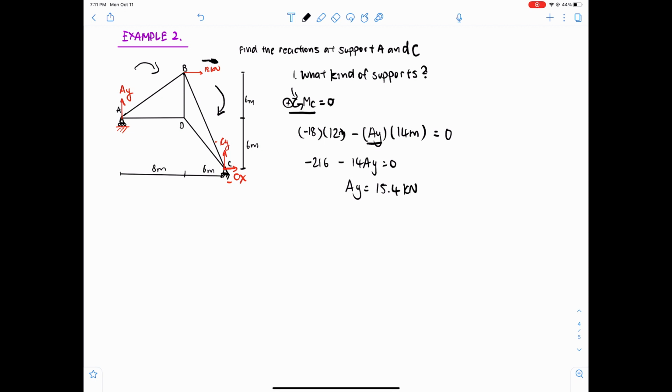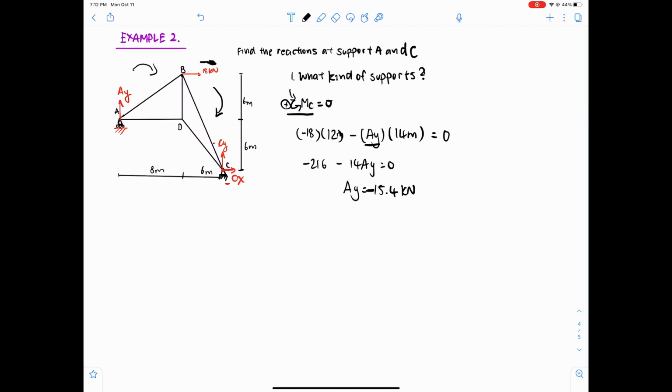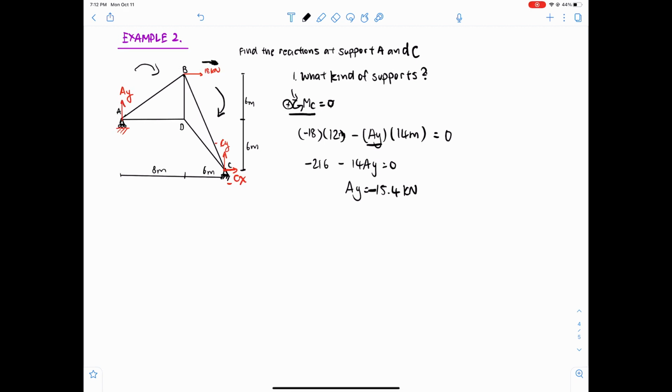All right, now let me just ask you, is this positive or is this negative? So you would get a negative answer. And what does a negative answer mean? Well, instead of AY going upwards as we defined here, it is simply going downwards. I'll draw another diagram at the very end when I summarize it, so we make sure. But let's just say for now, AY is still defined as upward, and we use this negative value, okay?